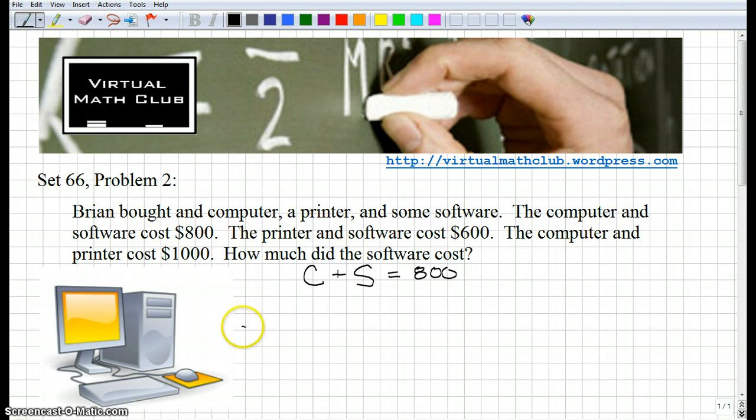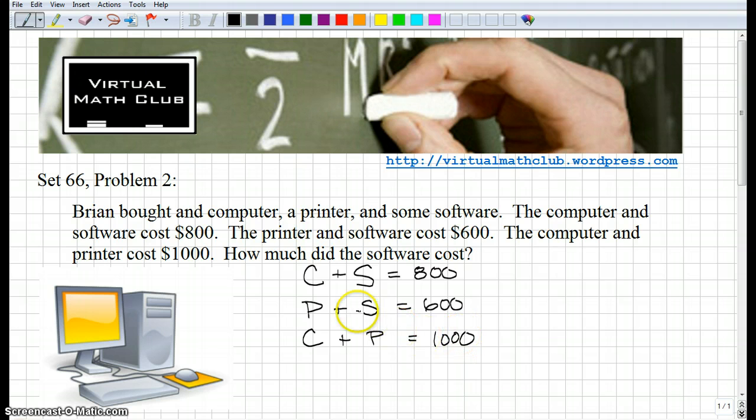Alright. And then I'm going to call P the printer. And it says the printer and software cost $600. So P plus S is equal to 600. And then finally we're told that the computer and the printer cost $1,000. So computer plus printer equals $1,000. How much did the software cost?